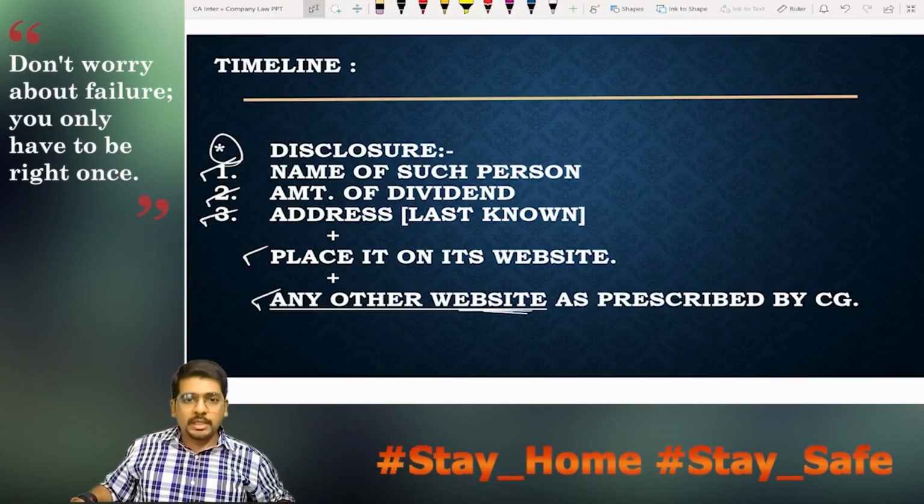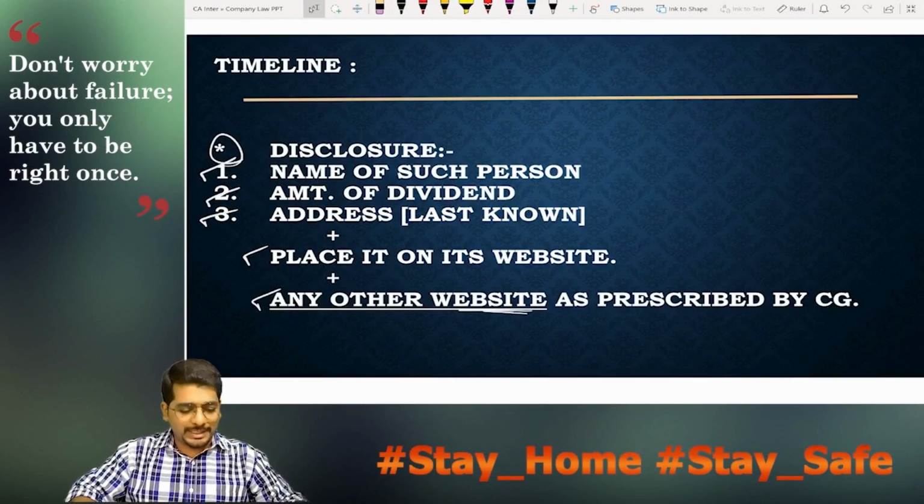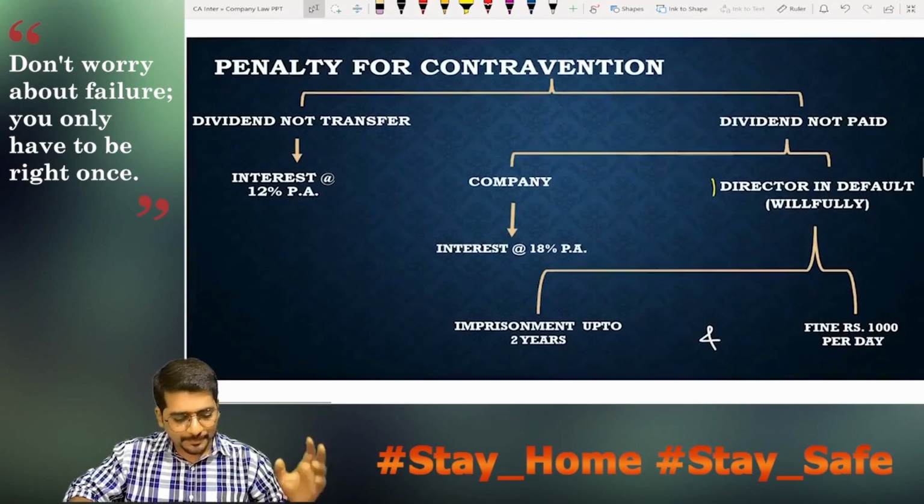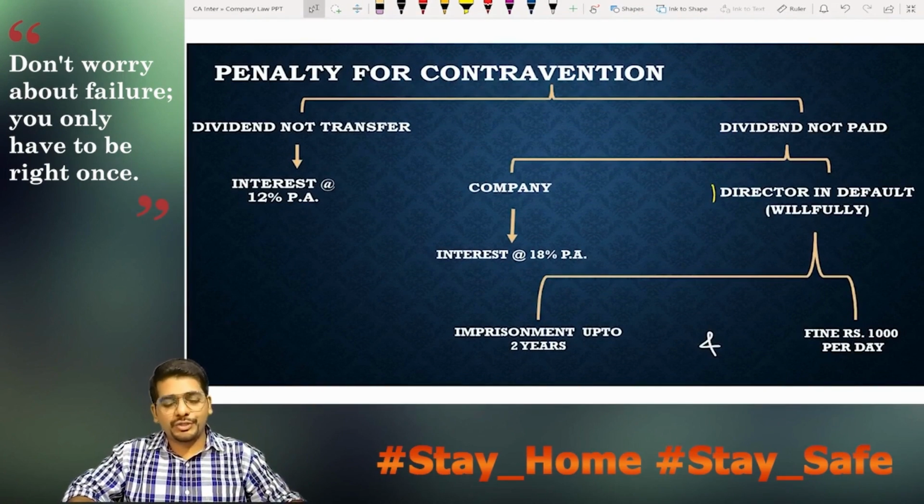All right, then let's go on to the next part. Penalty for contravention. Very simple provision over here, a standard provision.